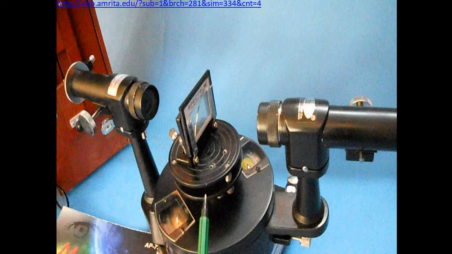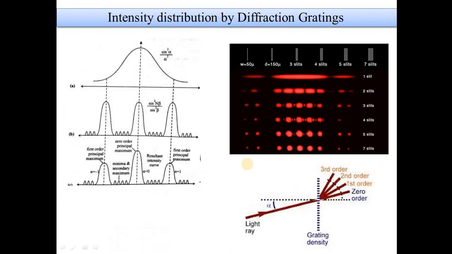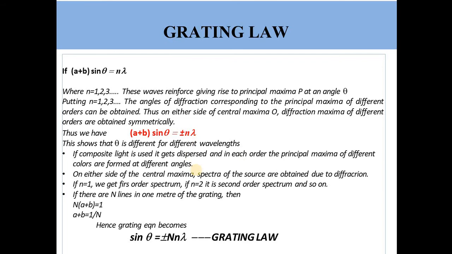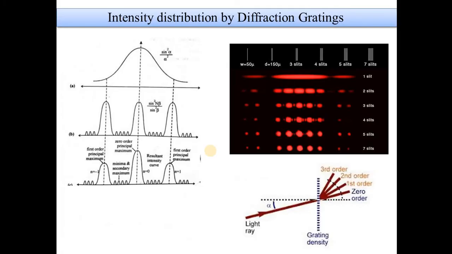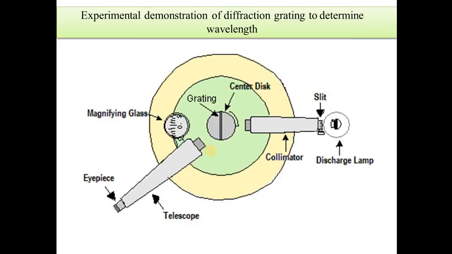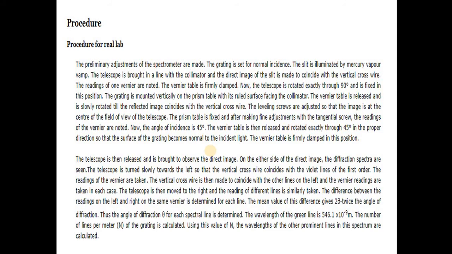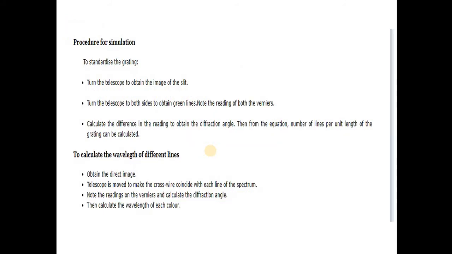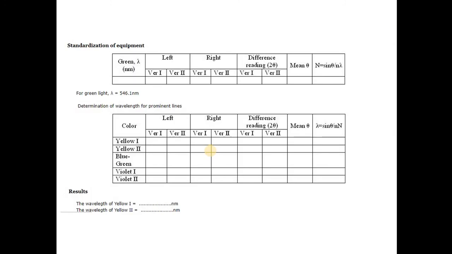Okay, so hope you understood the experiment, and this is the grating equation: (a plus b) sin theta is equal to plus or minus n lambda, which is the grating law. So go through this. This is the experimental arrangement. I have given the description in the slide of how you're going to set the normal incidence position, the procedure, and how you're going to do it in the lab.